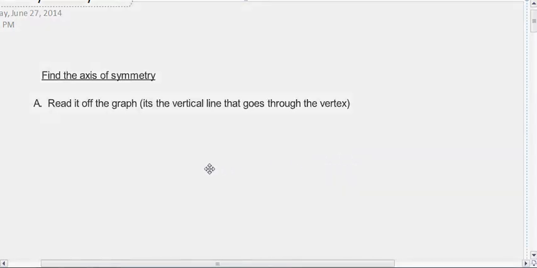In this video, we're going to look at finding the axis of symmetry in 3 different ways. Finding the axis of symmetry is connected to using the quadratic formula, and there is another video that talks more in depth about the quadratic formula. I'm going to refer to it here, but I'm not going to explain what it is.